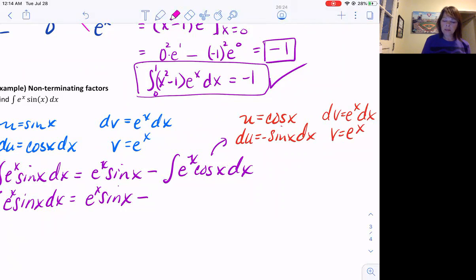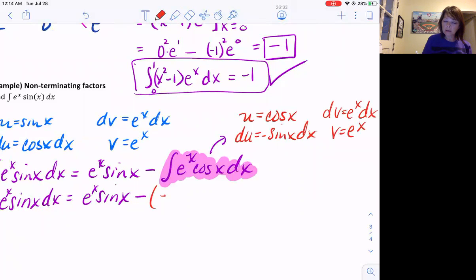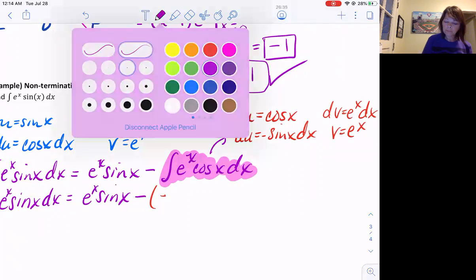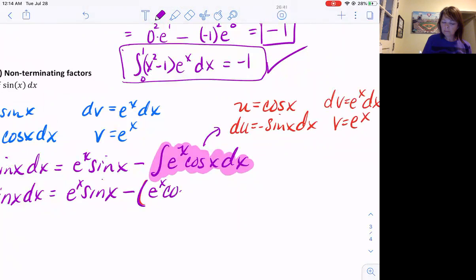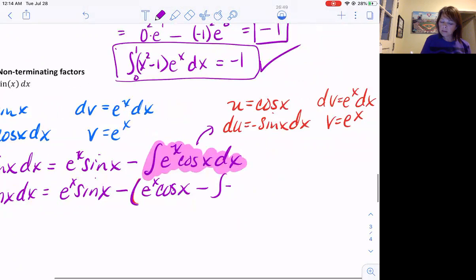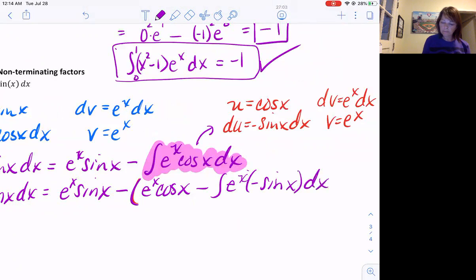So as we complete this last integral, we end up with another uv. So it's going to be e to the x, let me go back to purple here. So it'll be e to the x times cosine x minus the integral of v du. So then that's going to be minus sine x. Now let me put the v first here. So it'll be v, e to the x, times minus sine x dx.